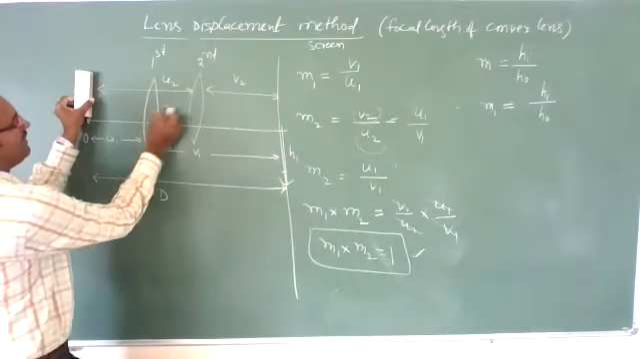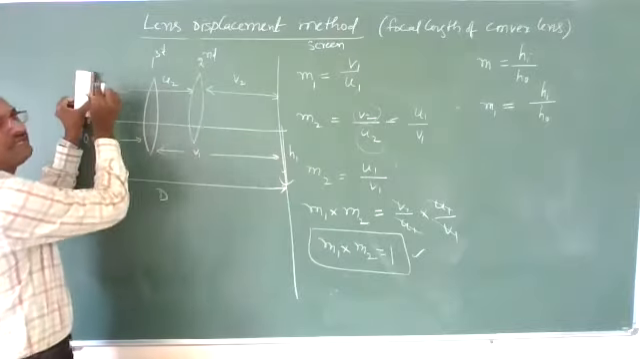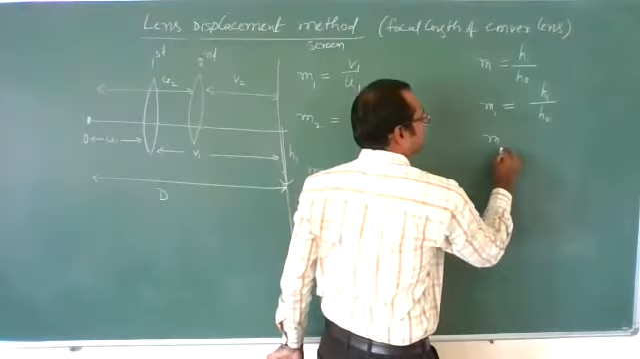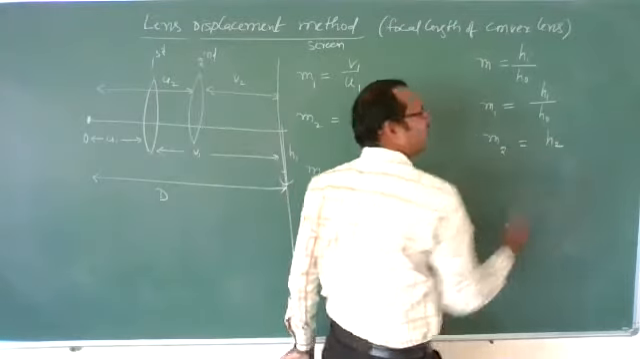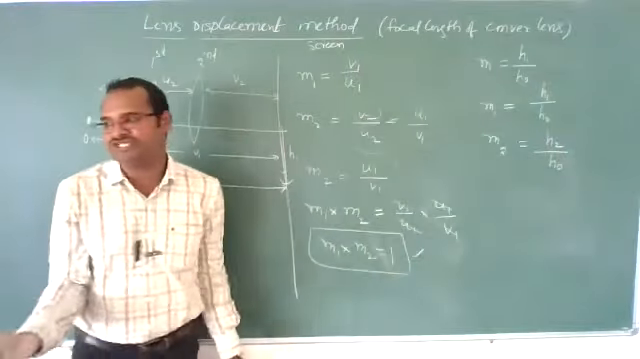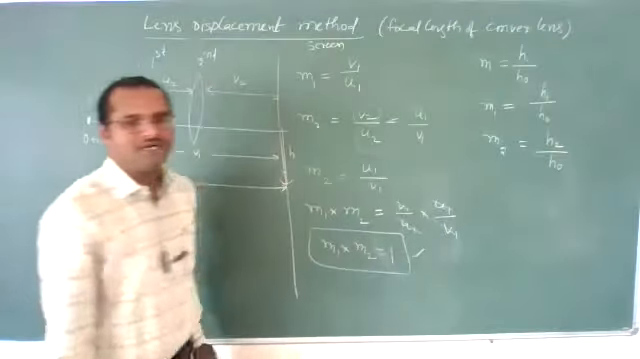Now I have displaced this lens to the second position. This time also the object is the same object only; I am not changing the object. Now second time magnification is second time image height upon object height. Correct? The object is not changing. Clear? Yes.